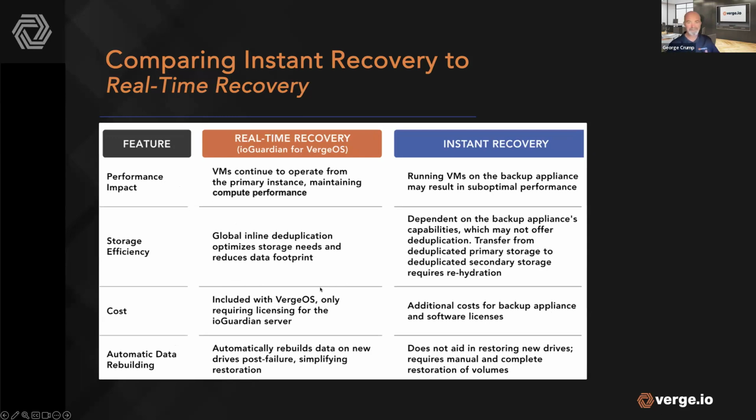So we talked a little bit about performance already. I also want to talk about storage efficiency, because it's important to note, right, Paul, that the ioGuardian server is running VergeOS, right? Mm-hmm. And so it therefore gets all the capabilities of VergeOS. One of those things would be global deduplication. So that means we get that same benefit as far as data transfer and all those sort of things, right? All the same benefits. It is 100% a copy of our operating system and has all the same capabilities.